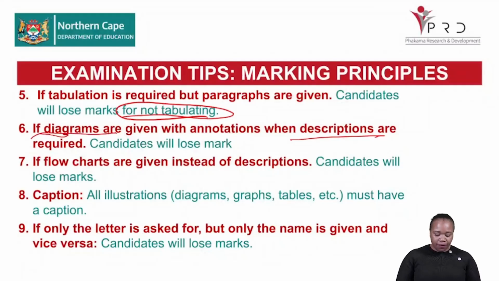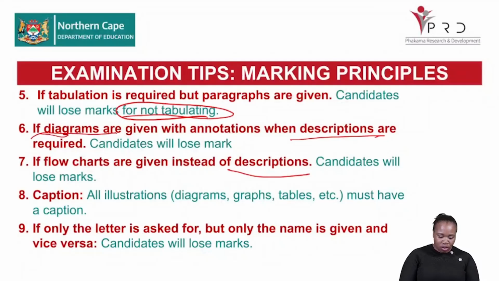Number 7, if flowcharts are given instead of descriptions, candidates will lose marks. Also here, if they say describe in words, do not give a flow diagram. Make sure that you read the question. Make sure that the information that you are given, even before you go to, if it's question 1, even before you go to 1.1, make sure you read all of that information you are given. Make sure that you understand everything. Make sure that before you get to your question, you understand everything. And also that question, read it twice if you have to, so that you answer what you are asked. Make sure that you do not lose marks on things that you understood, but you didn't read questions properly.